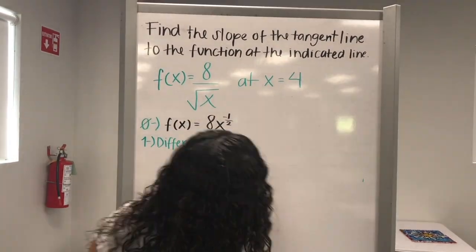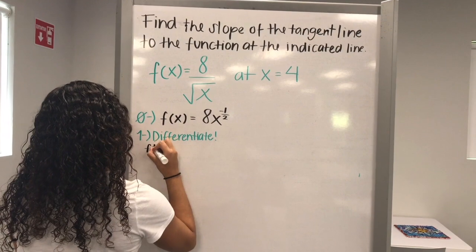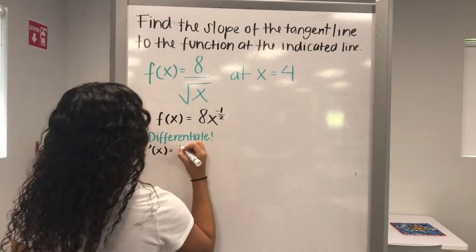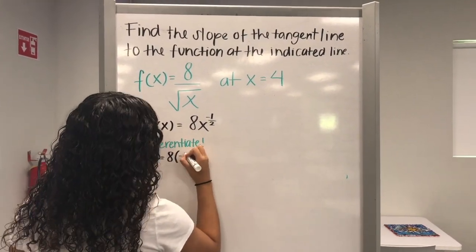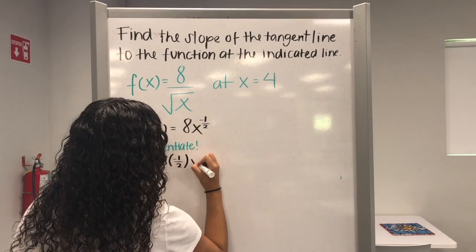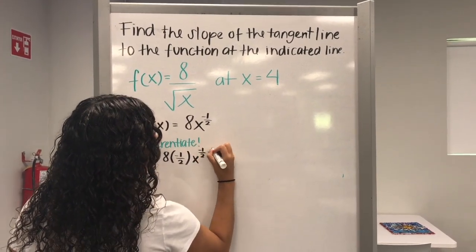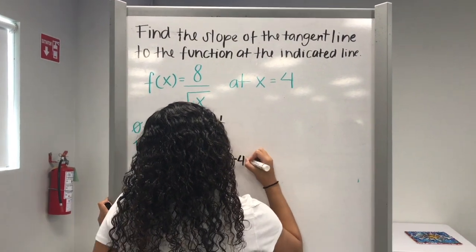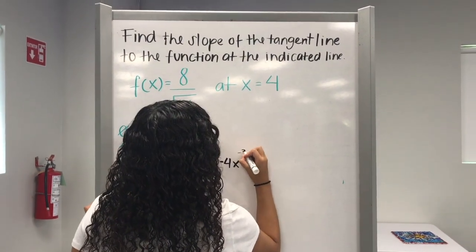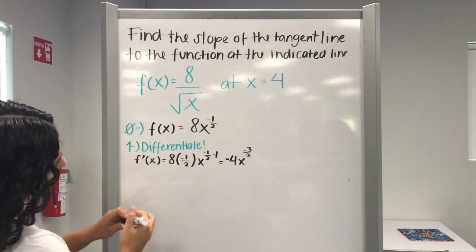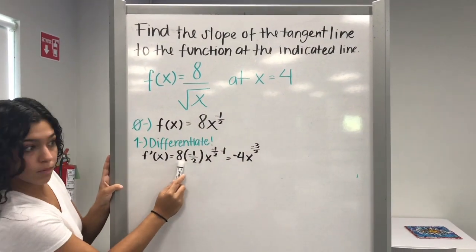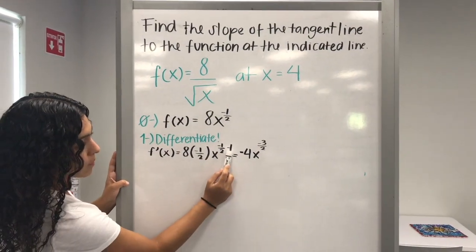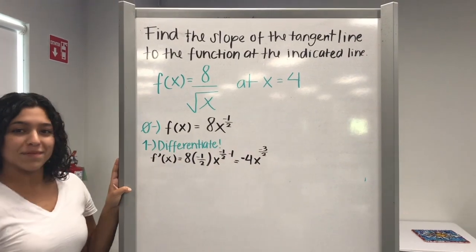You will multiply the exponent with the coefficient. In this case, it will be 8 times negative 1/2, and then you will subtract the exponent by 1. In this case, it will be negative 1/2 minus 1. We are now left with negative 4x to the negative 3 over 2. But remember, we cannot leave any negative exponents, so we will transform this into a radical expression.